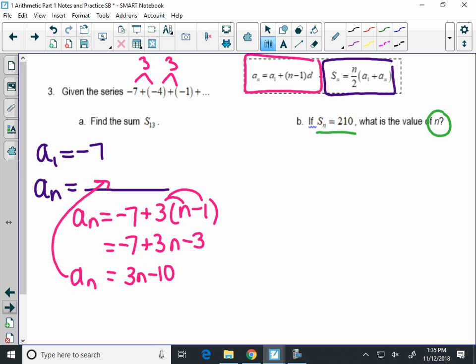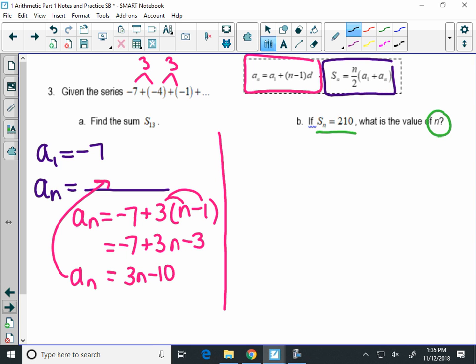Now, that still doesn't really help us because I don't know what n is, but it helps us more than you think it does. Because I'm going to actually use that a sub n, that 3n minus 10, in my formula up here. So bear with me. Just write down what I have. It'll come to the part where I'm going to do a lot of work for you in just a second.